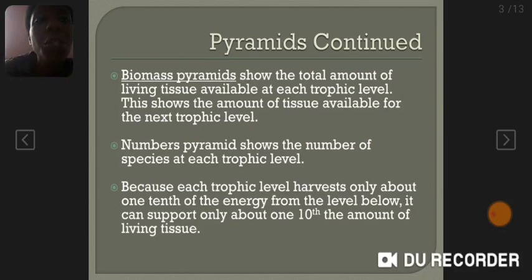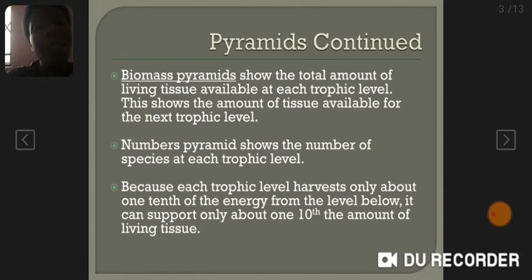A pyramid of numbers will show you the number of species at each trophic level. So these pyramids look at each trophic level, and by now you know each trophic level, isn't it? We have trophic level 1 normally occupied by the producers, trophic level 2 by the primary consumers, trophic level 3 by the secondary consumers, trophic level 4 by the tertiary consumers, trophic level 5 by the quaternary consumers, trophic level 6 by the decomposers.